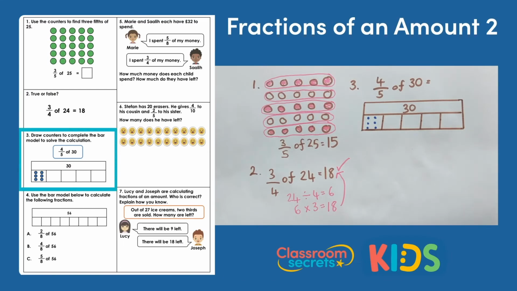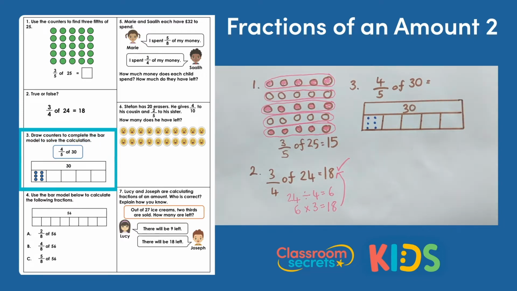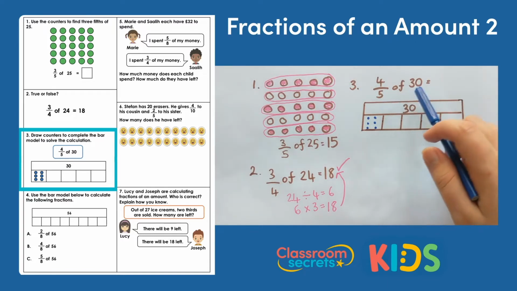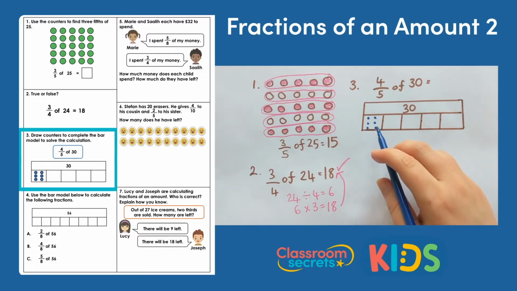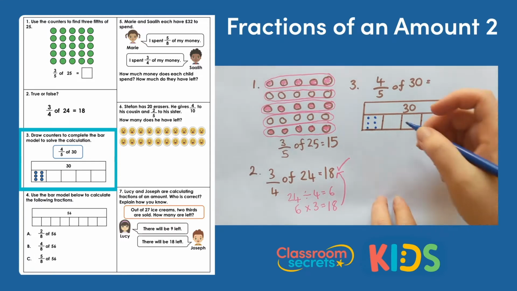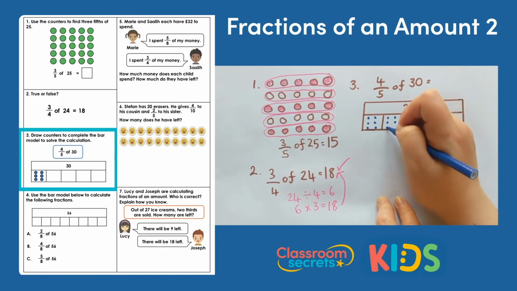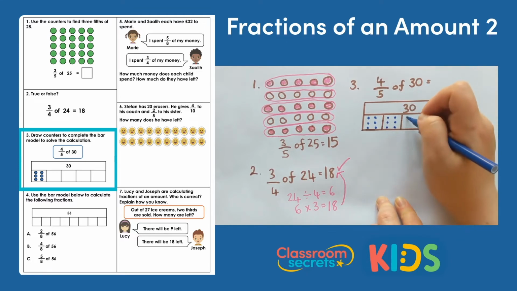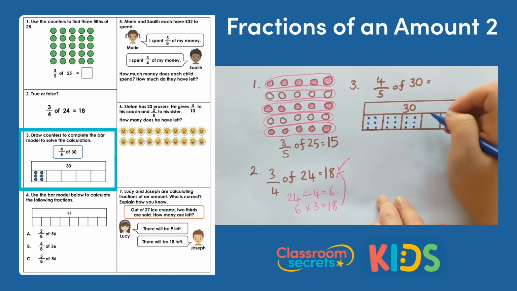Question 3 says, draw counters to complete the bar model to solve the calculation. So the calculation we're trying to work out is 4/5 of 30, and as you can see there are already 6 counters in the bottom row in this part of the bar model. Therefore, I am going to continue by drawing 6 counters in each other part of the bar model, because I know that the groups need to be equally shared.